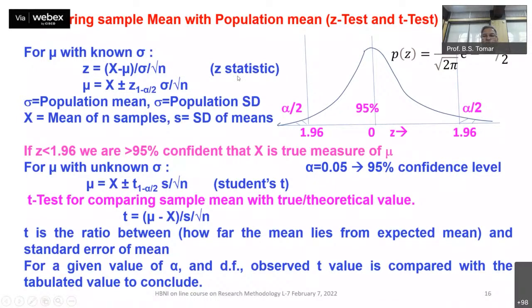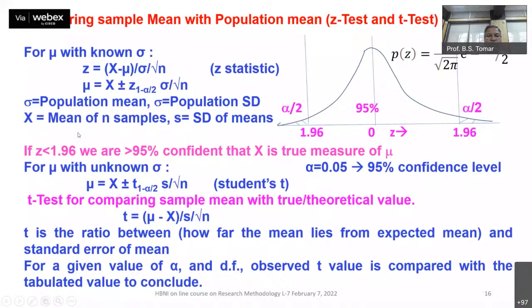Z is the variate of the normal distribution, which we have derived here. So Z is given as (X̄ minus mu) by sigma by root n. So mu can be given as X̄ plus minus Z sigma by root n, in terms of 1 minus alpha by 2. Here mu is the population mean, and sigma is the population standard deviation. X̄ is the sample mean, the mean of n samples, and S is the standard deviation of means.